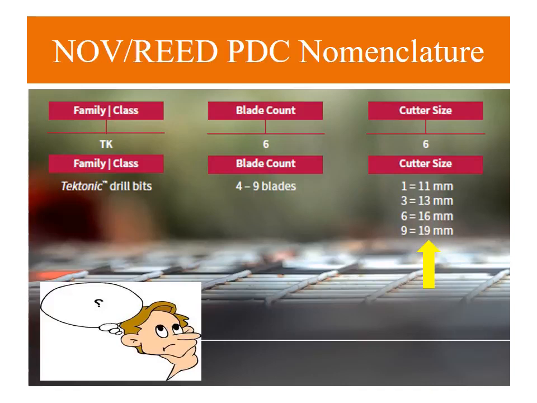And to make it easy to remember, you can just put 1 in the tens position to get the cutter size in millimeters directly. As you see, if the code is 1 and we add 1 in the tens position, it will be an 11 millimeter cutter. 3, when we put 1 in the tens position, it will be a 13 millimeter cutter, and so on for 6 and 9.